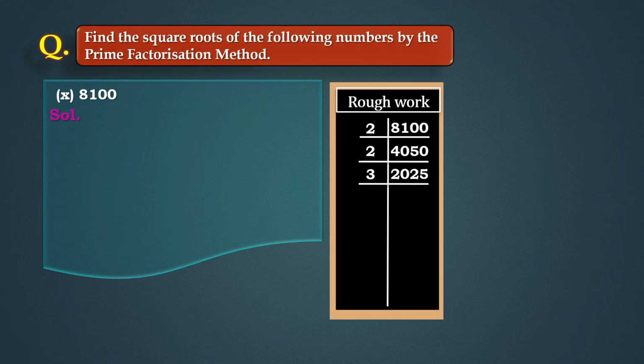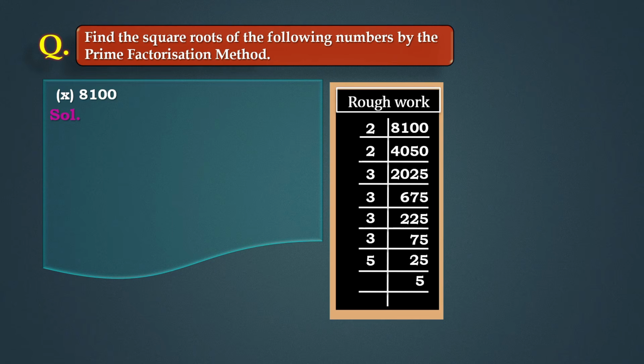Now, 2025 is not divisible by 2, so we divide by 3. 2025 divided by 3 gives 675. 675 divided by 3 gives 225. 225 divided by 3 gives 75. 75 divided by 3 gives 25. Now, we divide by 5. 25 divided by 5 gives 5. 5 divided by 5 gives 1.